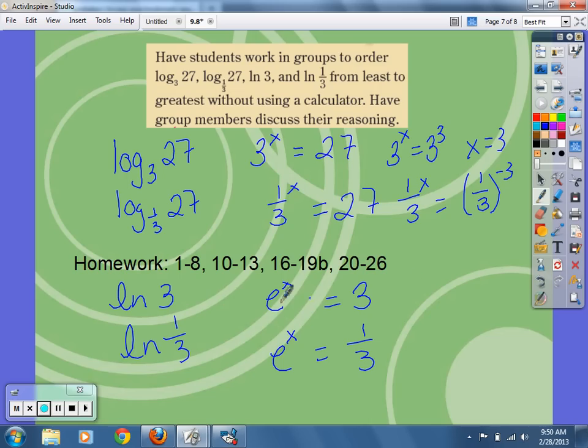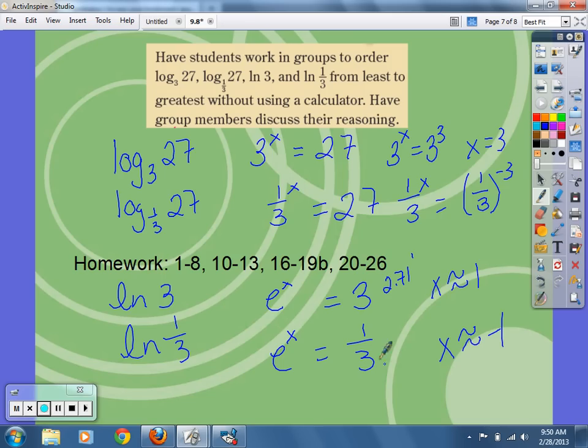E to the x is about 2.71. So this is going to be a real approximation here. So let's say x was about 1, because 2.71 to the first power is pretty close to 3. It's an approximation. So x is about 1 here. And x would be about -1 in this case.